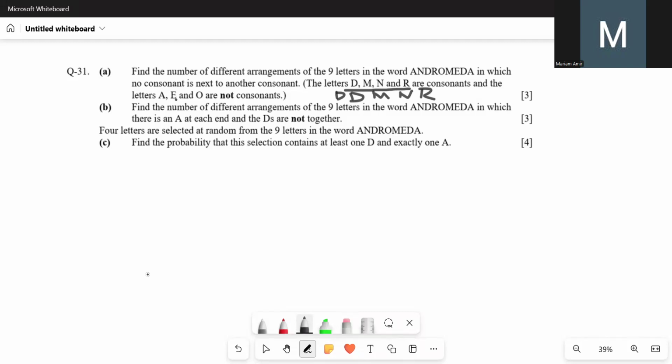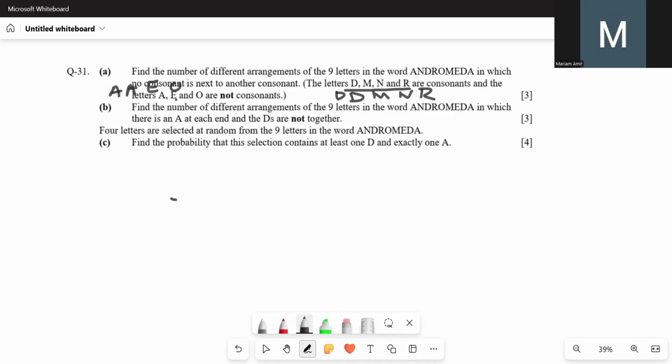And the letters A, E, O are vowels. So we have two A's, an E, and an O, and together that makes 9 letters: 1, 2, 3, 4, 5, 6, 7, 8, 9. So we need to arrange so that no consonants are together.